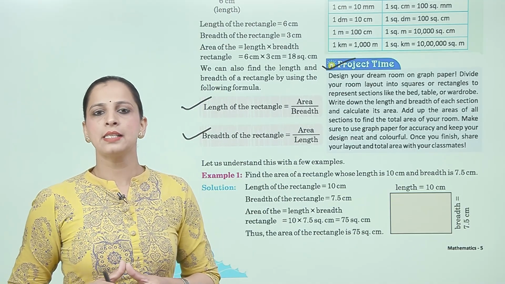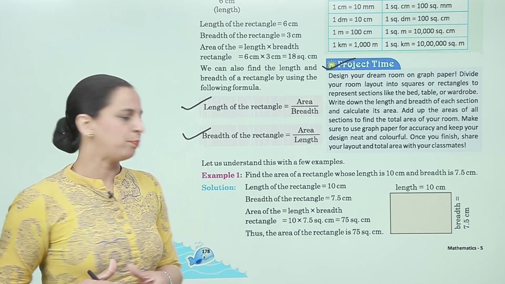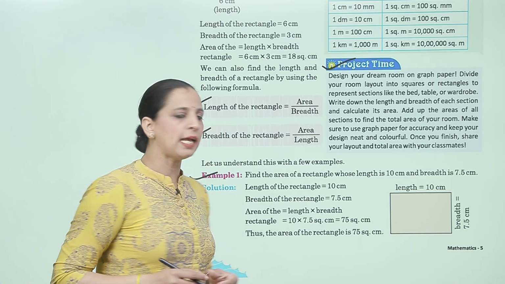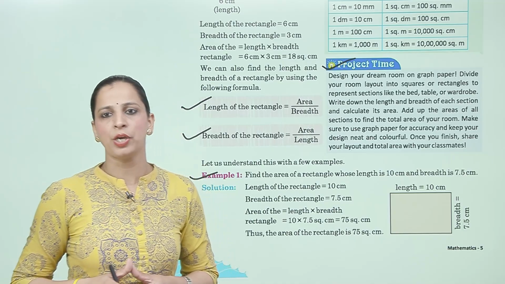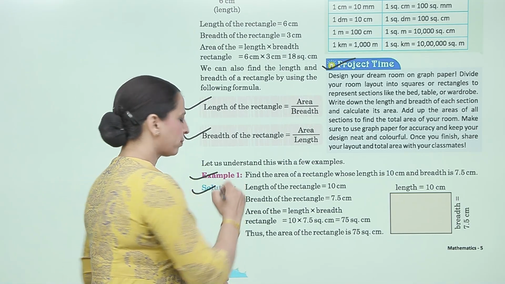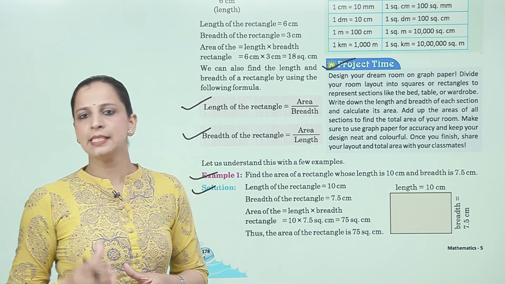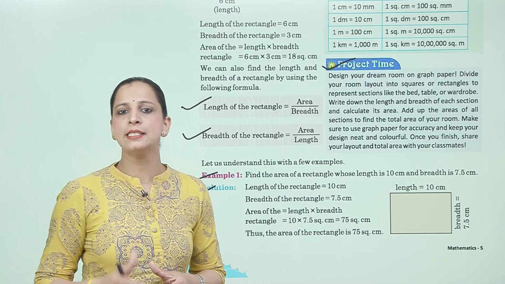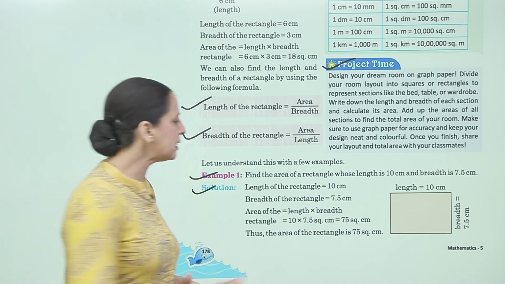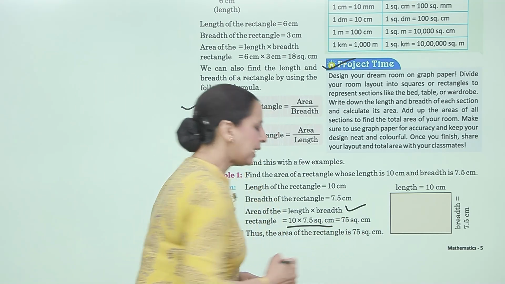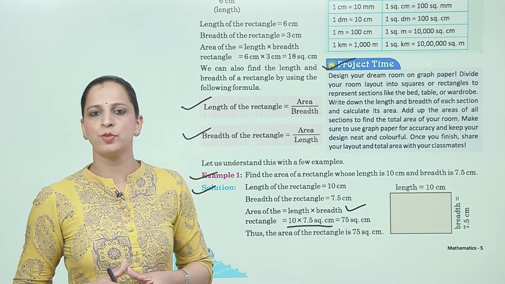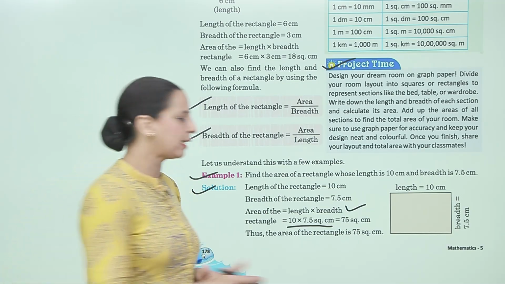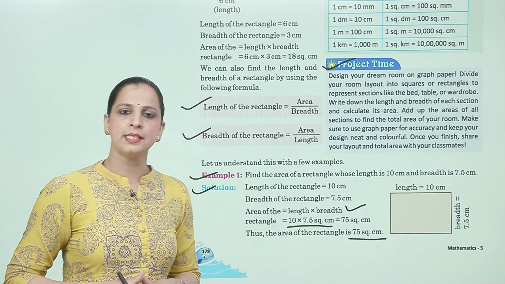Now, let us understand with a few examples. Example 1. Find the area of a rectangle whose length is 10 centimeter and breadth is 7.5 centimeter. Solution. Length of the rectangle is 10 centimeter. Breadth of the rectangle is 7.5 centimeter. Area is length into breadth, that is 10 into 7.5 square centimeter, that equals 75 square centimeter. Thus, the area of the rectangle is 75 square centimeter.